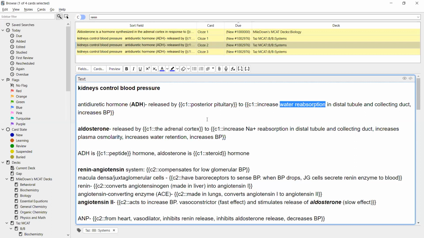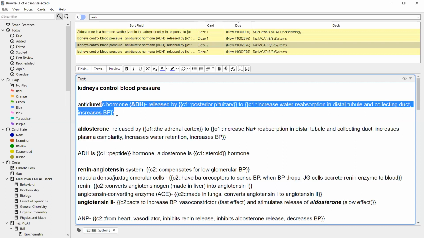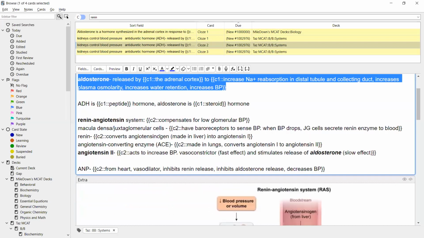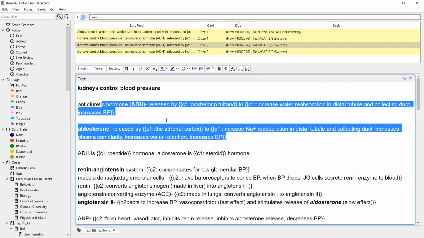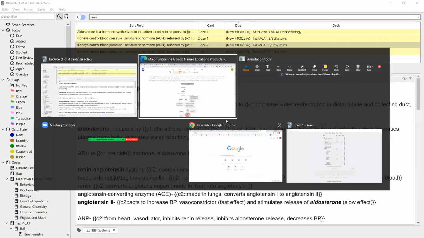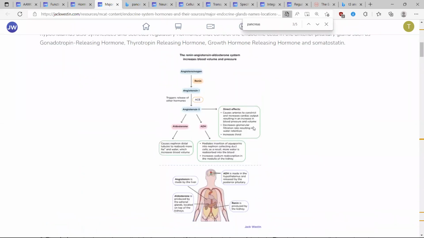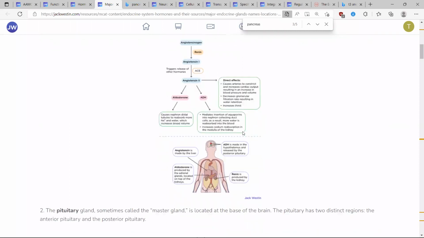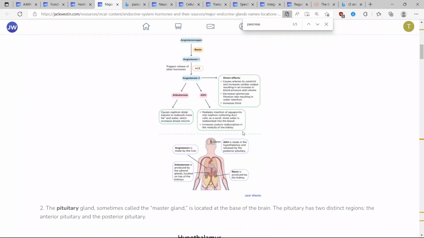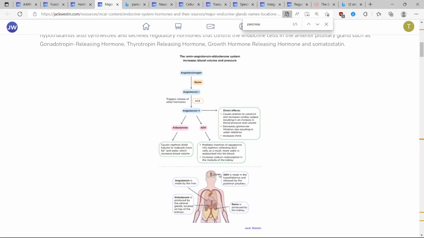But these two have this kind of system where they are different ways of increasing the blood pressure. This is in response to a decreased blood pressure, essentially. So the ADH is made in the hypothalamus and released by the posterior pituitary, along with oxytocin, right? ADH comes from here, whereas aldosterone is coming from the adrenal glands, right? So two different separate things.